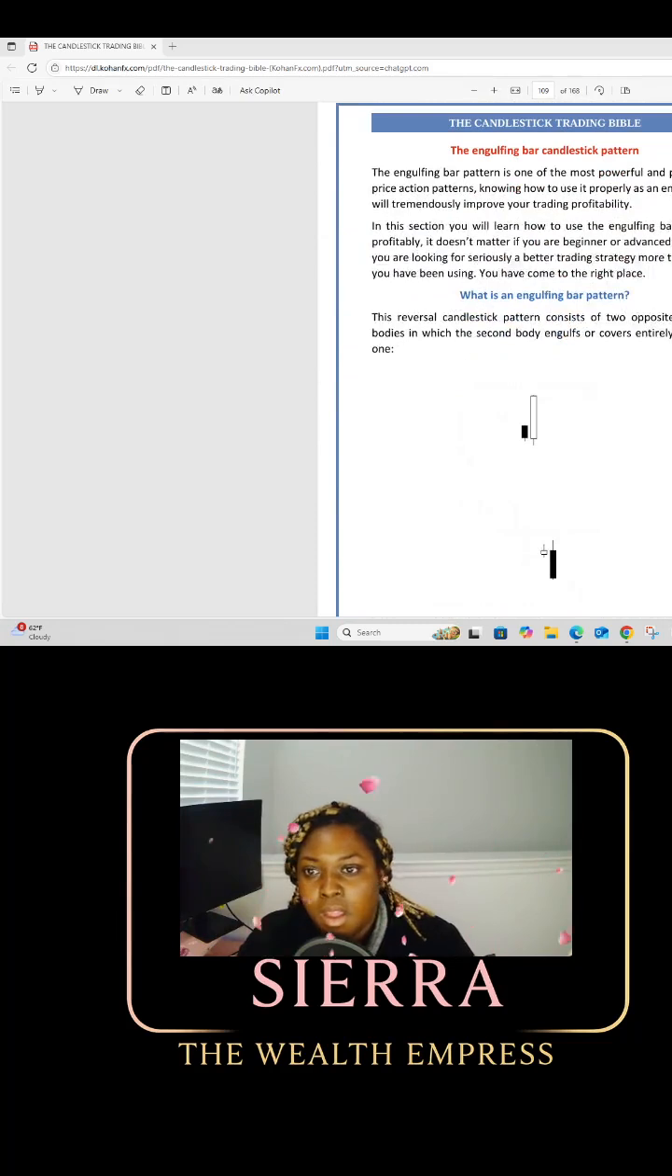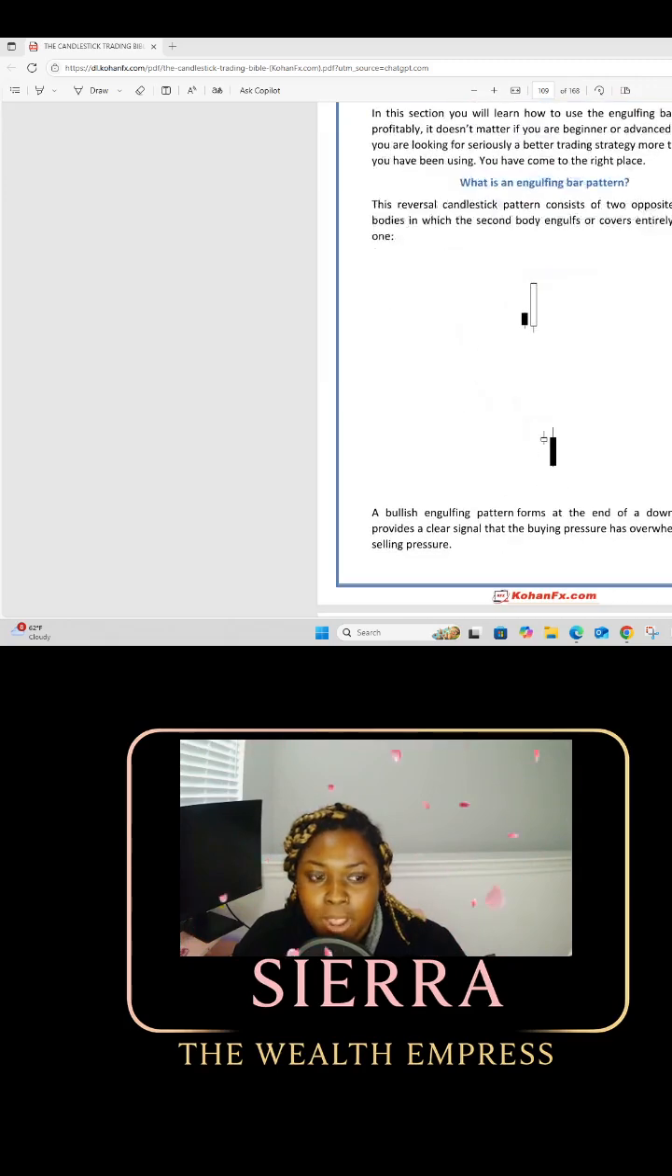All right. The Candlestick Trading Bible, the engulfing bar candlestick pattern. The engulfing bar pattern is one of the most powerful and profitable price action patterns. Knowing how to use it properly as an entry signal will tremendously improve your trading profitability. In this section, you will learn how to use the engulfing bar pattern profitably. It doesn't matter if you're a beginner or advanced trader. If you're looking for a seriously better trading strategy than what you have been using, you have come to the right place. What is an engulfing bar pattern?